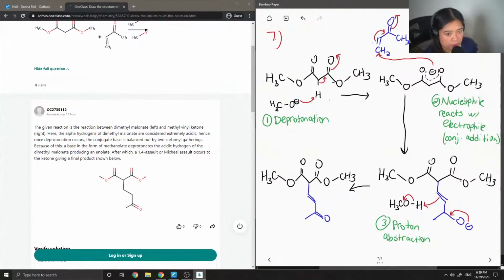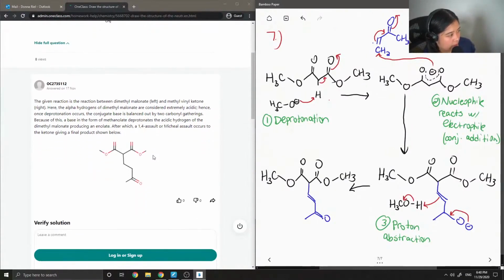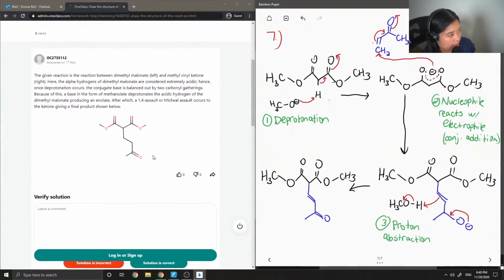So this is shown here in step 2. Because of this, a base in the form of methanolate deprotonates the acidic hydrogen of the dimethylmalonate, producing an enolate. After which a 1,4 attack or Michael attack occurs to the ketone, giving a final product shown below.